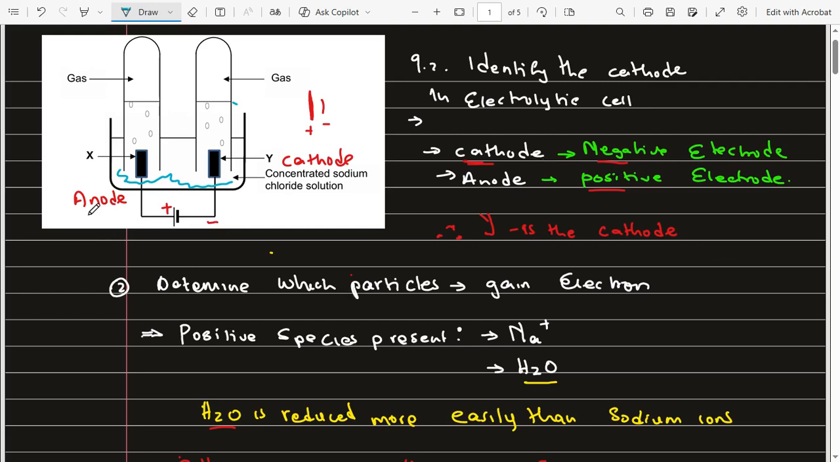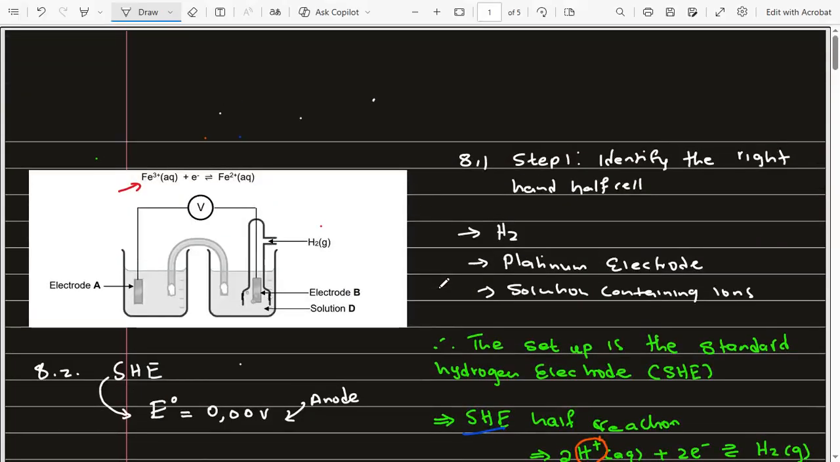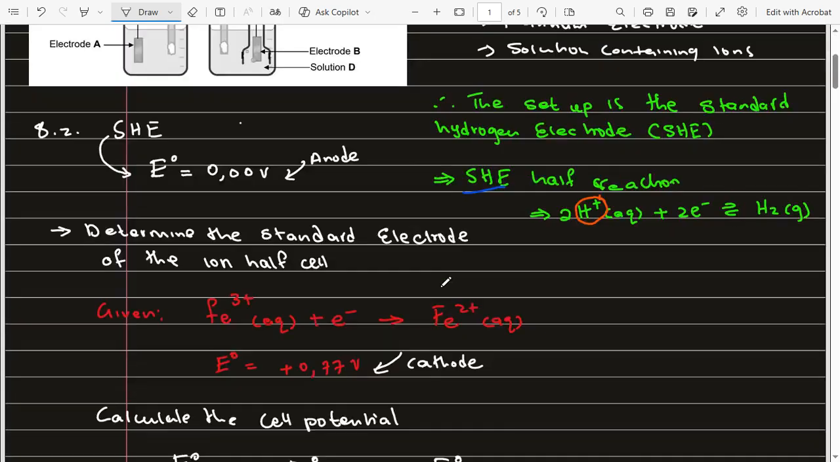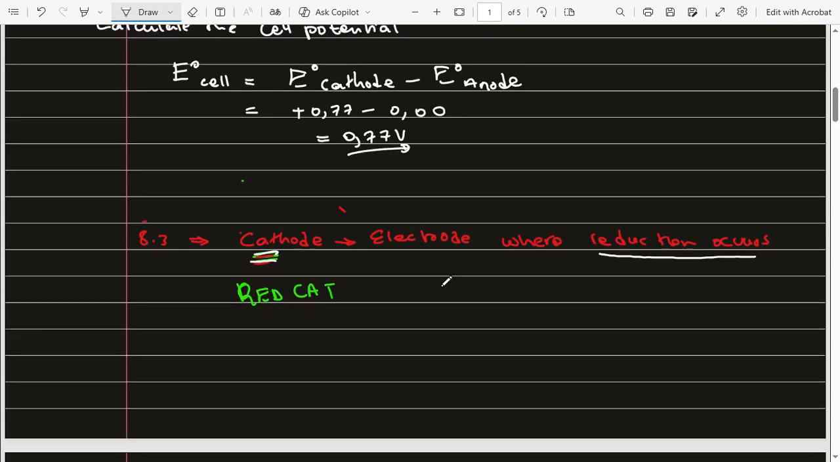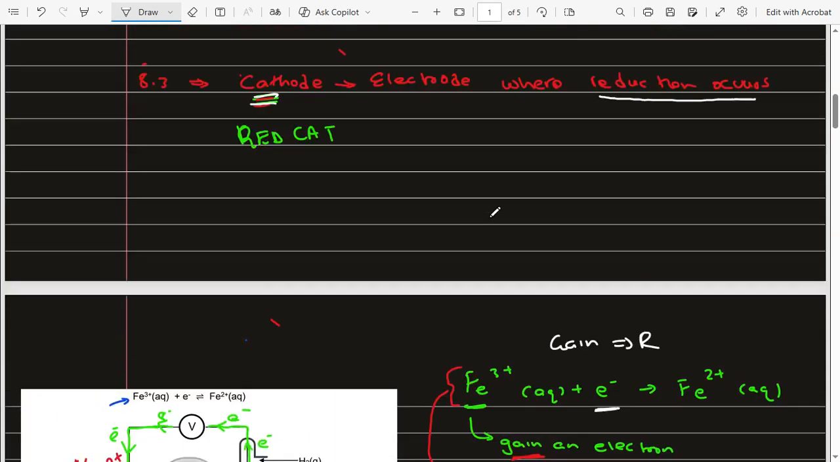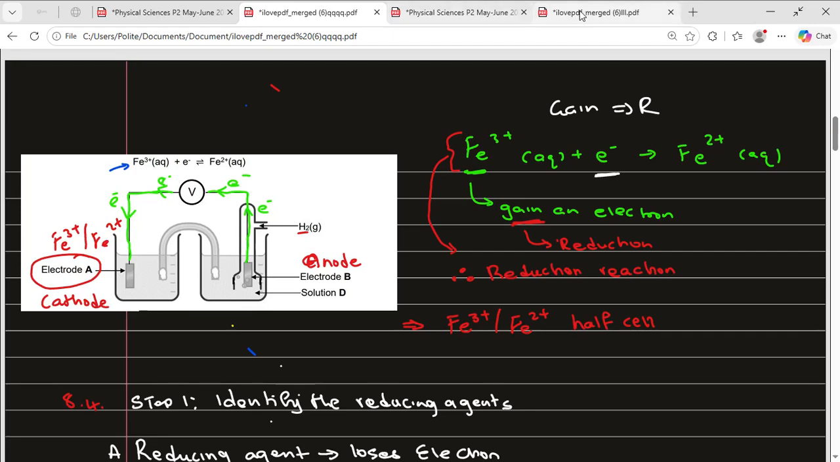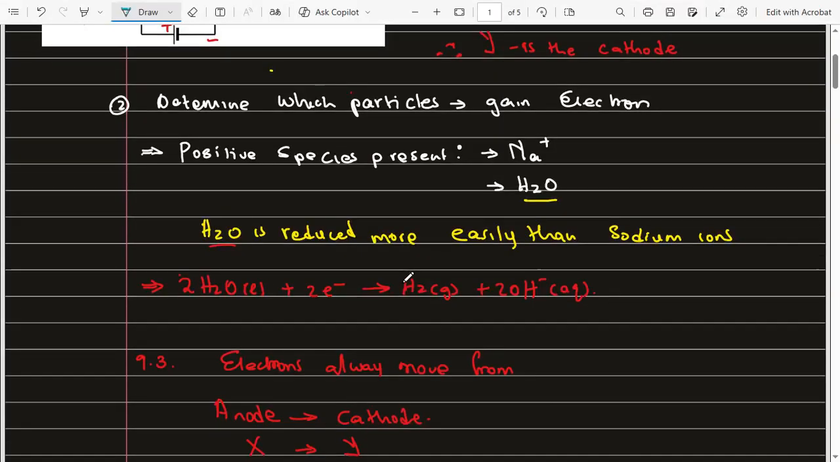At the anode, we know that oxidation takes place, né? Am I right when I say oxidation? Because I don't want to confuse myself, let me quickly revise from what we did previously. We said that at the cathode, reduction occurs, and reduction is gain of electrons. Yes, so oxidation is loss of electrons. Okay, let me go back to this.